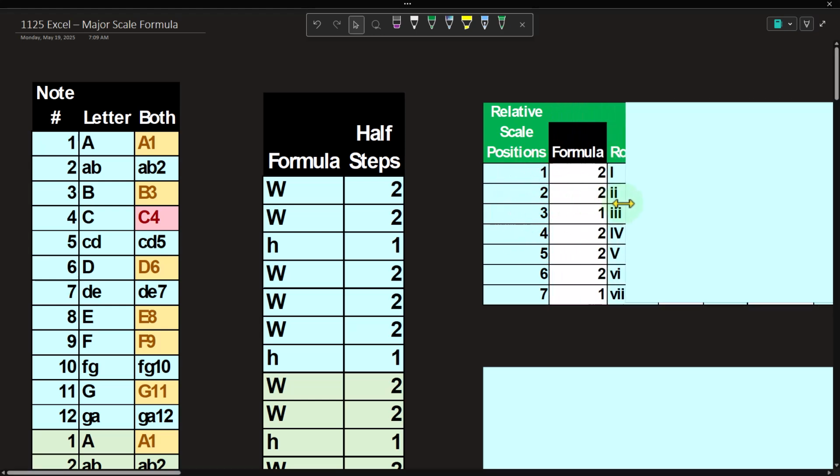So now we're going to say the formula. I'm going to apply it here in terms of the wholes and half steps for numbers: 2 2 1 2 2 2 1, and then we have the Roman numerals. Now the Roman numerals I just want to introduce here because that's kind of a shortcut to name the system, but it also gives us the capital and lowercase. And that allows us to give another layer of information.